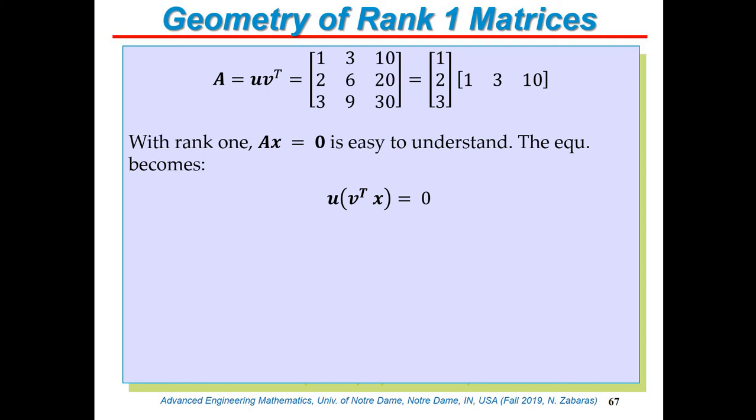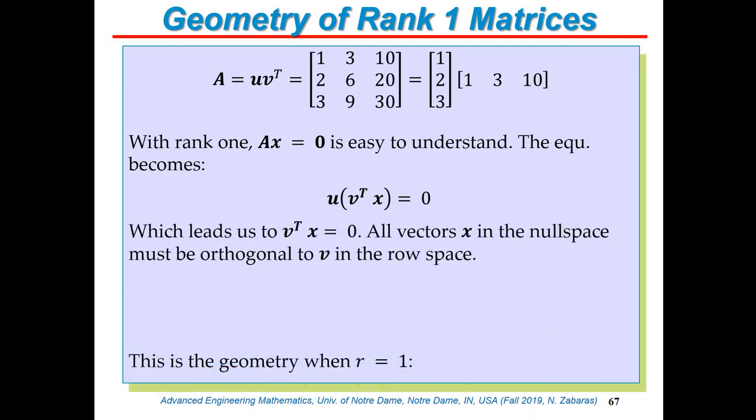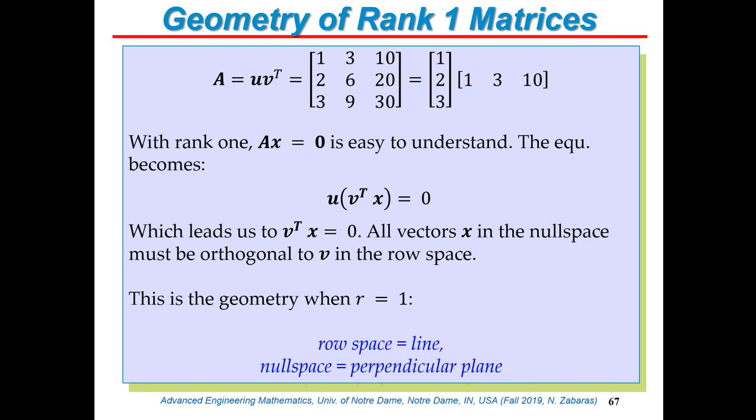Okay? Remember, every column is a repetition times some scalar, and the same is true with the rows. So the row space basically is generated by this vector V, okay? So here we get something wonderful that basically says the row space is a line and the null space is the perpendicular plane, okay? Now I understand, I haven't explicitly defined what a row space is here, right?